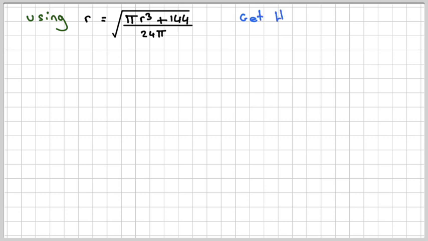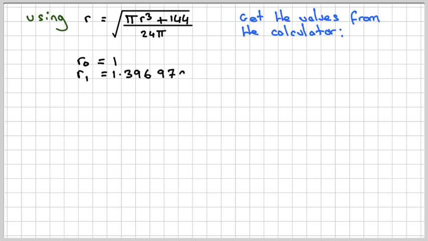and then I'm just going to get the values from the calculator. Now, you can just do this with a normal Casio calculator as well. If you just set the answer to be 1 and then write this in, and every time there's an R, write in answer and keep pressing the equals, you'll get the following. So R0, the first value is 1, which we've worked out. After the first iteration, it will be that, and then we'll carry on.